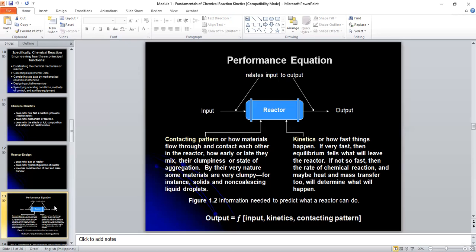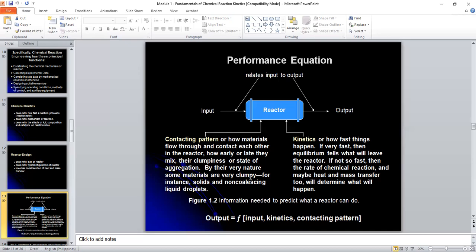So that's coalesce. They group together. I think that's the most appropriate term. So if we have this, these are all to be taken into consideration: how your raw materials contact each other inside your reactor. And of course, the kinetics. These are all taken into consideration together with the input. That way we come up with the desired output. Kinetics here tells you how things are going to happen, the rate of reaction.